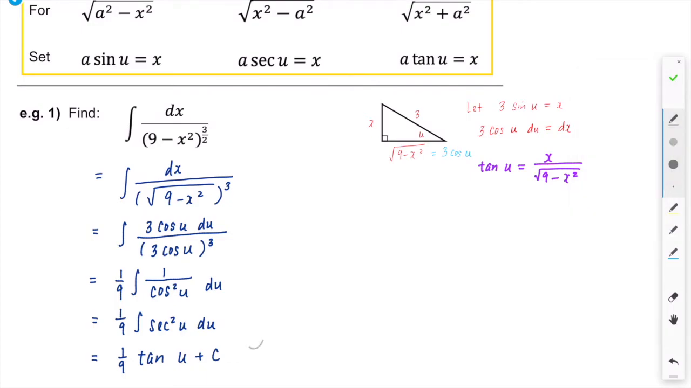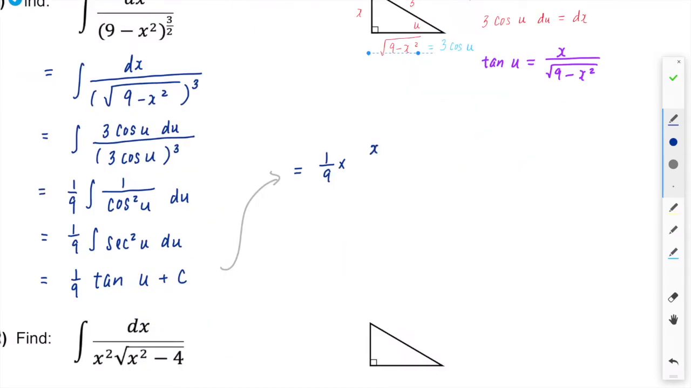Therefore, my final answer will involve multiplying 1 over 9 by x over the square root of 9 minus x squared plus c, or it is x over 9 root 9 minus x squared plus c. So it will take a little while to get used to this. We'll do this slowly again in question 2.